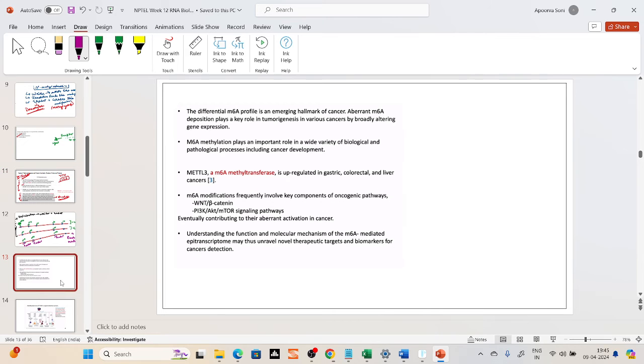Now, what they are saying is that the differential M6A modification profiling is an emerging hallmark of cancer. Why?